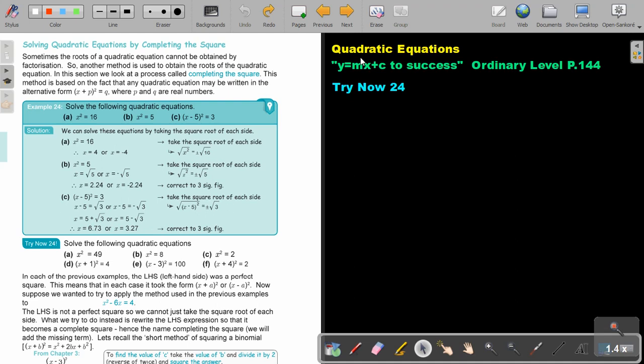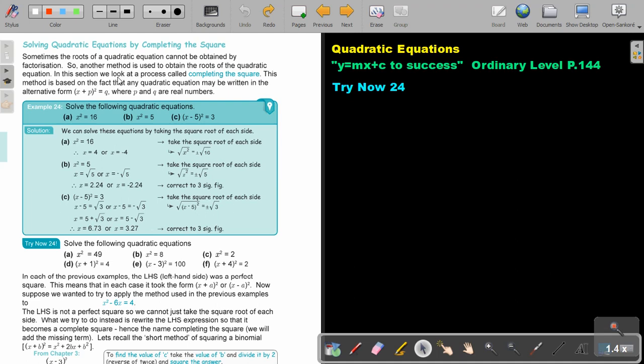In this video, we are going to continue with quadratic equations, and we are going to focus on solving quadratic equations by completing the square. You will find this on page 144 in the Namibian Ordinary Level Mathematics textbook, Y equals mx plus c to success. Sometimes the roots of a quadratic equation cannot be obtained by factorization. So another method is used to obtain the roots, that means the answers of x, of the quadratic equation.